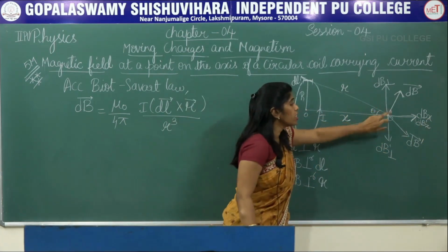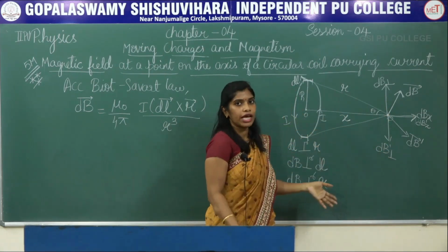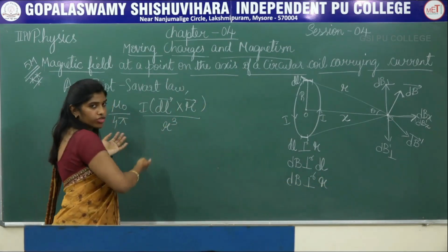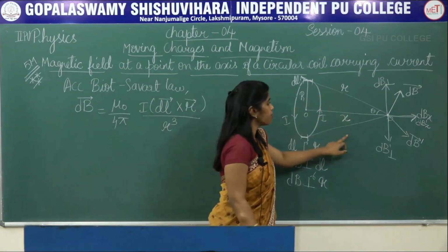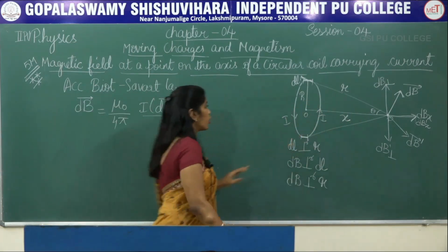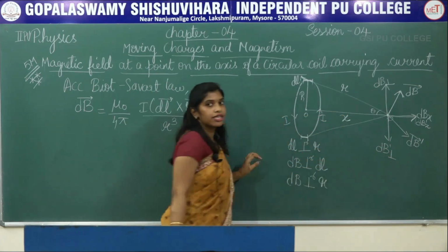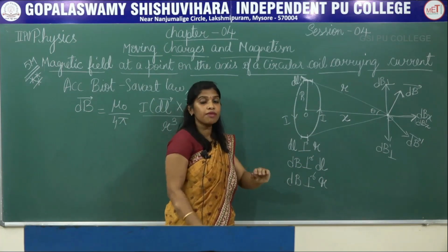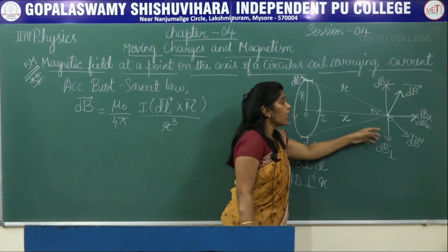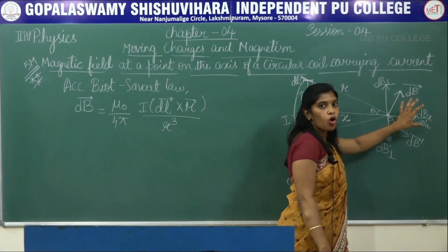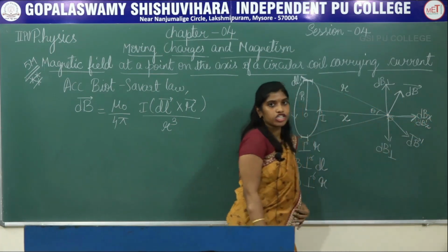You can see this component and this component get cancelled because they are in the opposite direction, and if you look at the magnitude of these components, the magnitude will be the same because the distance is also the same. Therefore, these components dB perpendicular and dB perpendicular dash will get cancelled. Their magnitude is the same and they are in the opposite direction. So the perpendicular components get cancelled and we only sum the components which are along the x-axis because they are pointing in the same direction.